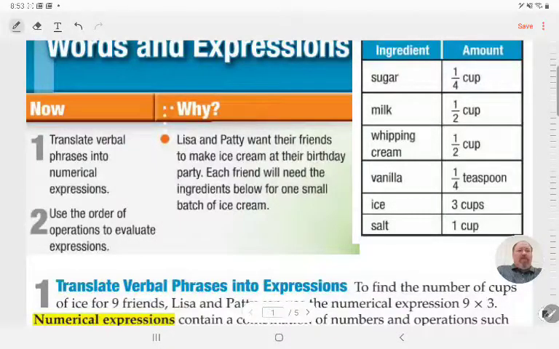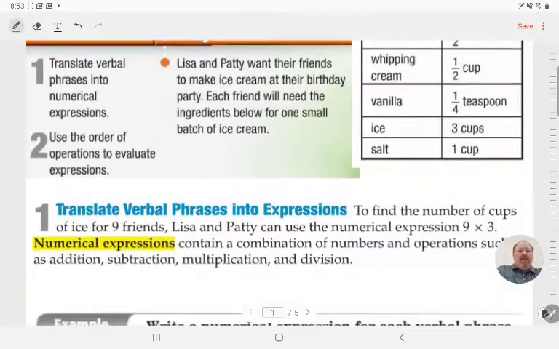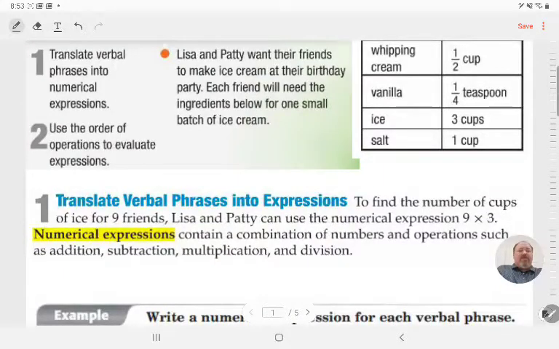Lisa and Patty want their friends to make ice cream at their birthday party. Each friend will need the ingredients below for one small batch of ice cream. So we have our table on the side. And then, let's see. So to translate the verbal phrases into expressions, to find the number of cups of ice for 9 friends. So cups of ice, there's 3 cups per friend. And we're trying to find the number of cups for 9 friends. Lisa and Patty can use the numerical expression 9 times 3.